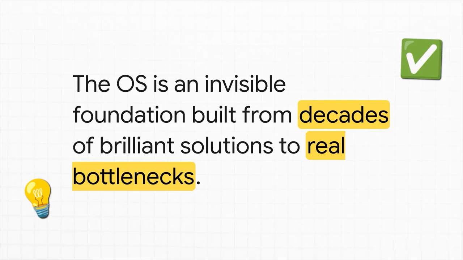So when you boil it all down, the story of the operating system is really a story of brilliant problem solving. Each innovation we talked about, from batch processing to virtual memory, was a clever solution to a real, tangible bottleneck that was holding computing back. It's this incredible, invisible foundation of solutions, built up over decades, that makes everything we do today possible.